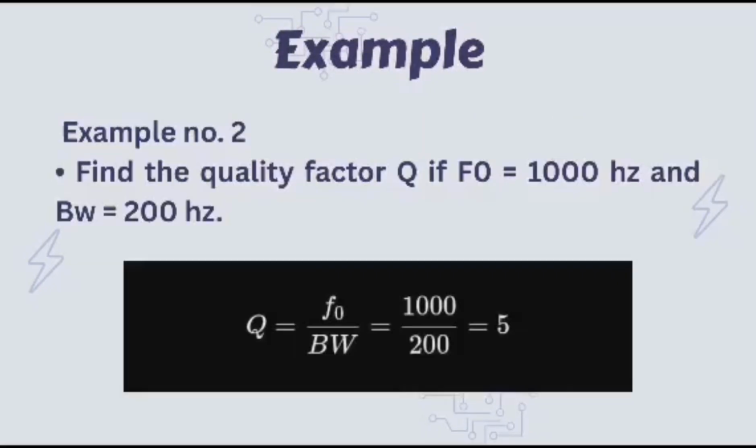So, here is another example. Example number 2. Find the quality factor Q if FO equals 1000 Hz and BW equals 200 Hz. To solve this problem, we use the formula of Q equals FO over BW, where resonant frequency FO equals 1000 Hz and bandwidth or BW equals 200 Hz. So, ang Q na to equals 5. Kung mahibong mo nga nung wala siya unit kay pareho mo sila hertz nya makancel na siya, wala nang unit, unitless siya.